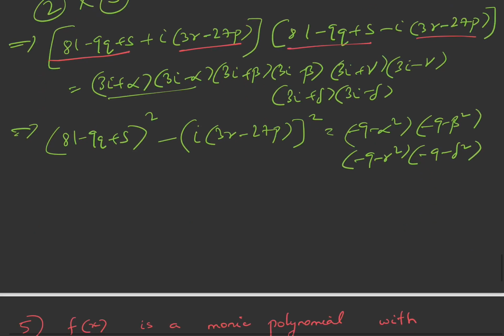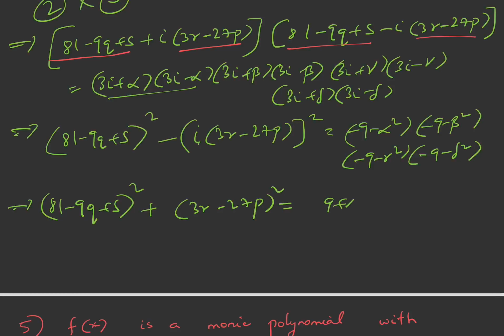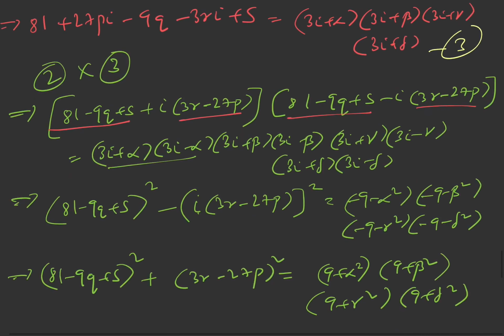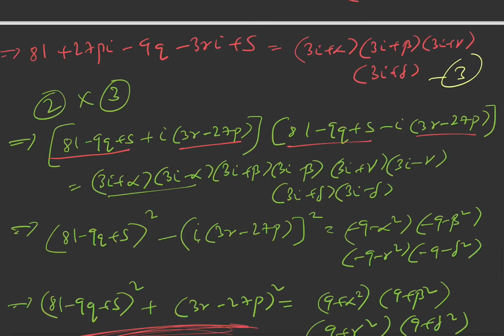So then this is 81 minus 9q plus s whole square, and iota square is minus 1, so I am writing this plus 3r minus 27p whole square, and this is simply 9 plus alpha square times 9 plus beta square times 9 plus gamma square times 9 plus delta square. So this is what we want in terms of PQRS. So that is what we have got here, right? This is the final answer.